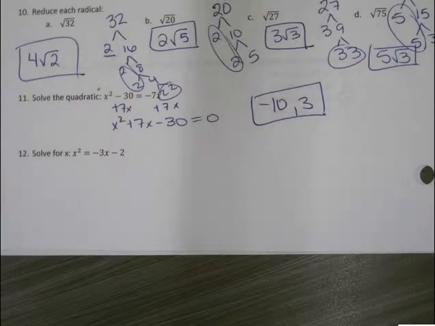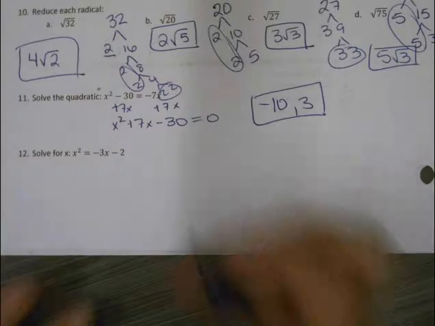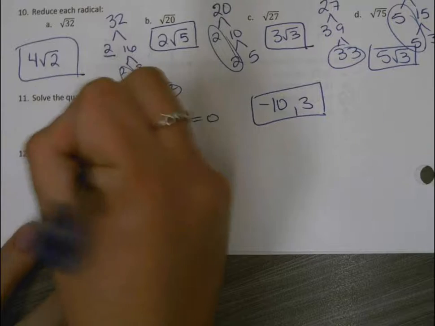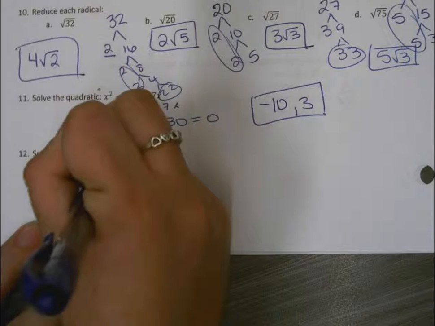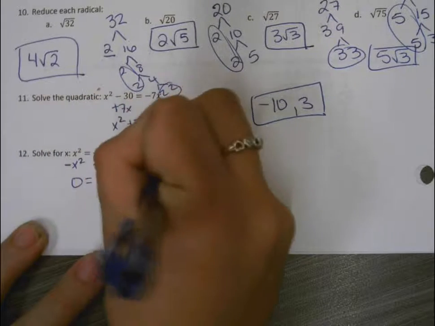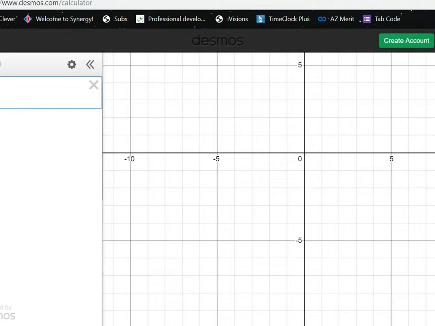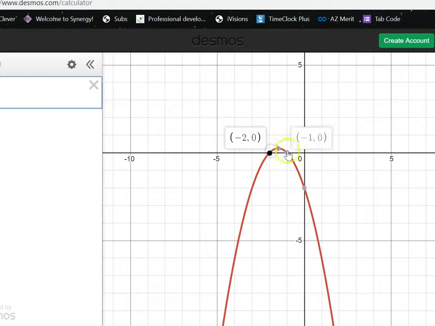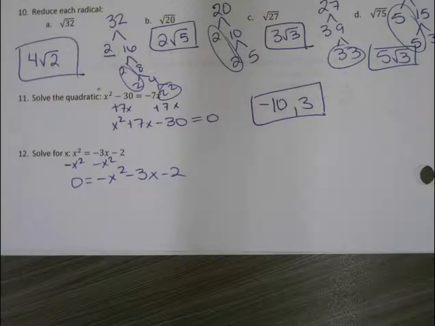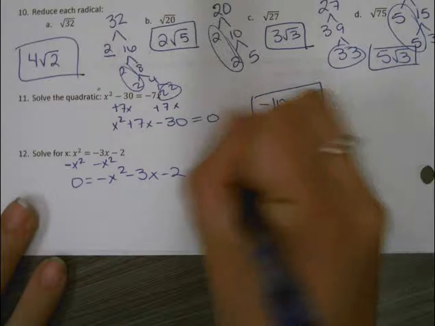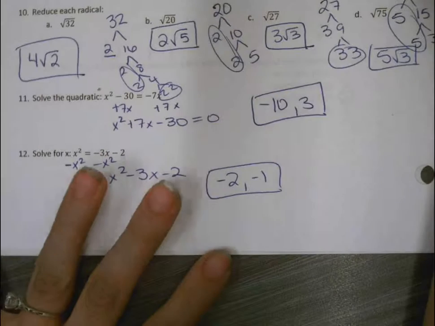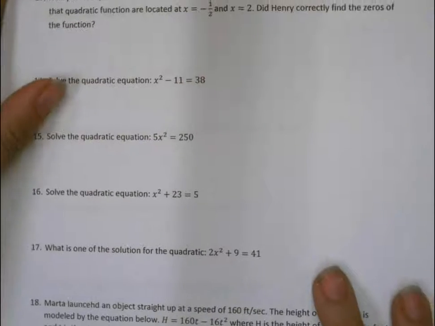Same thing on number 12. I want to get it equal to 0 so I can graph it. So I'm going to subtract x squared on both sides. I get 0 equals -x squared minus 3x minus 2. I'm going to go back to Desmos. And this time it's crossing at -2 and -1. These are not coordinate points, these are just x values, by the way. Coordinate points are put in parentheses.